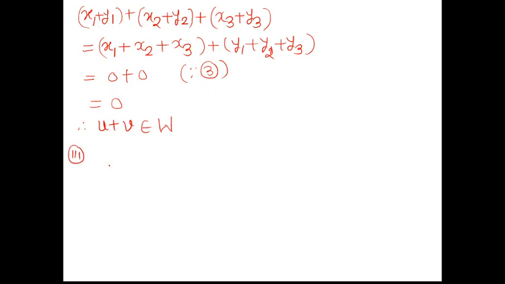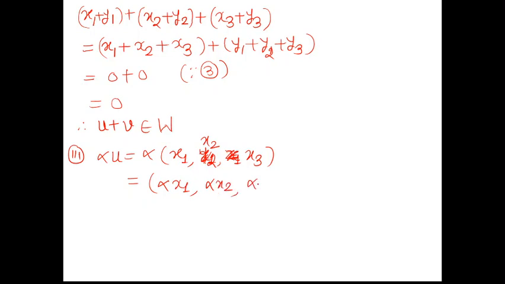Let's have the third condition. For this, we need to first find alpha u. Alpha is any scalar quantity and u, as per the selection we have taken, is x1, x2, x3. Now, how to multiply any vector quantity with a number? That is multiplying each component of the vector by that scalar. So it is alpha x1, alpha x2 and alpha x3. This is what I have as alpha u. Now again, we wish to show alpha u belongs to W.